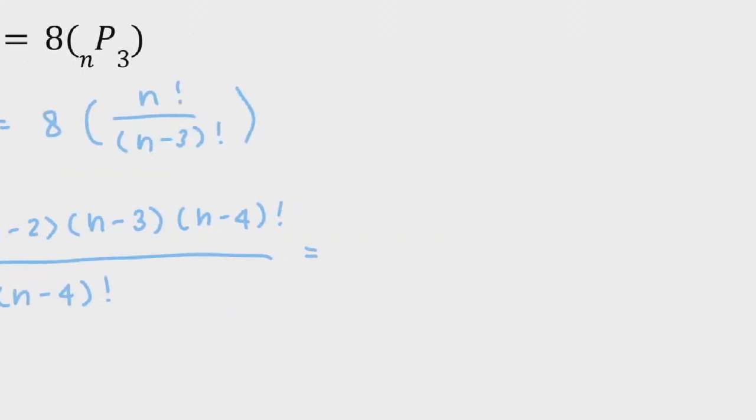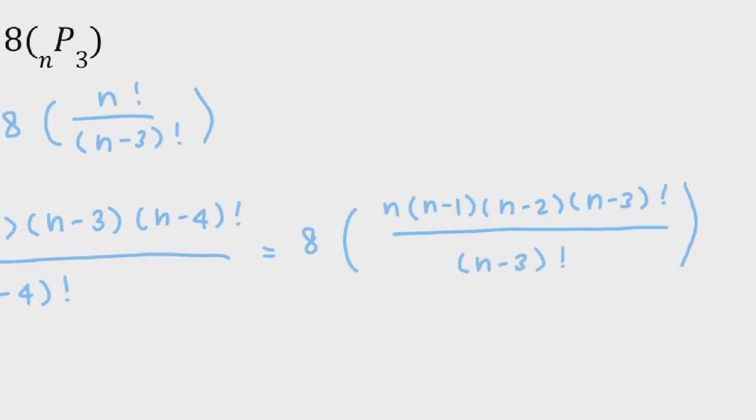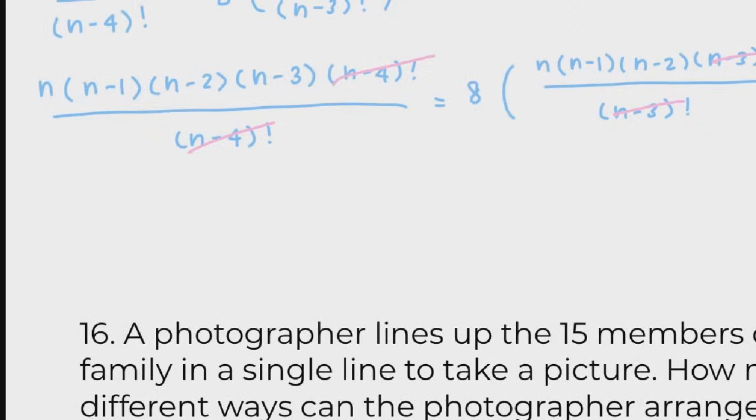And for n factorial over n minus 3 factorial, I want to multiply out n factorial to n times n minus 1 times n minus 2 times n minus 3. And I can stop here because it'll cancel out with the n minus 3 factorial in the denominator. So this part will cancel out and this part will cancel out. So we're left with n times n minus 1 times n minus 2 times n minus 3 equals 8 times n minus 1 times n minus 2.